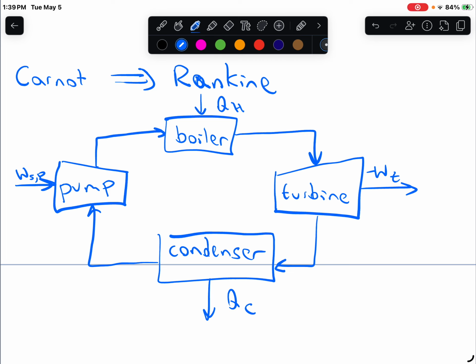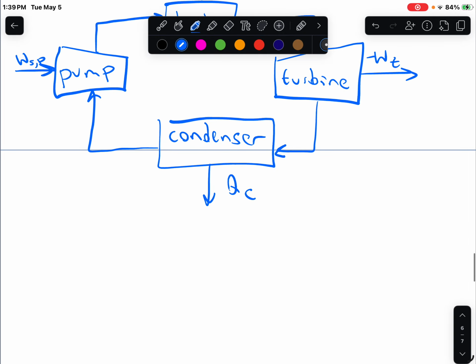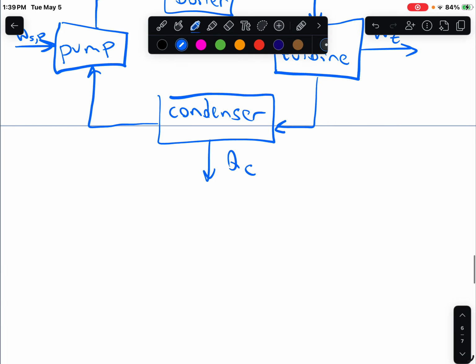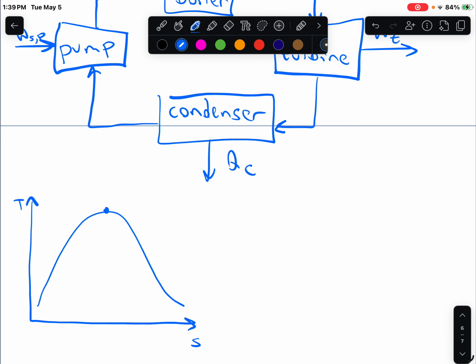Okay, so that is the Carnot cycle as we've described it. But in order to discuss what is impractical about it, let me draw the process on two different phase diagrams. So I'm going to talk about the TS diagram. Here's the two-phase region. Here's the critical point.